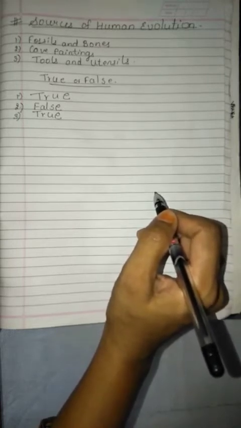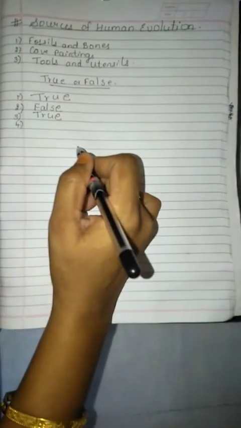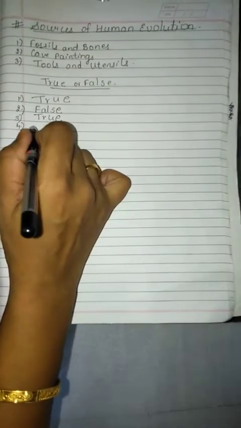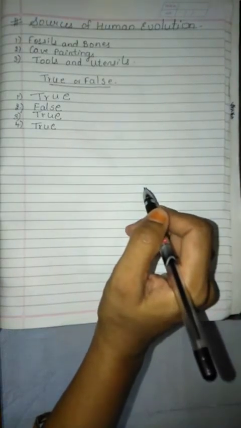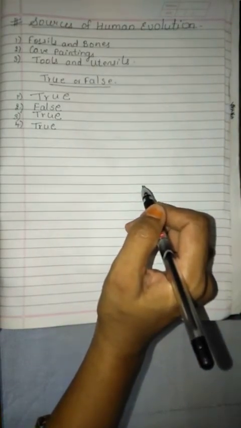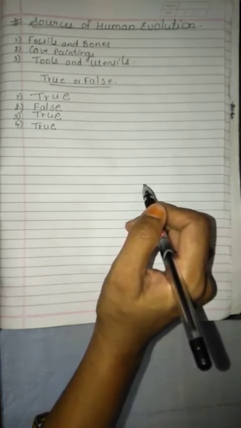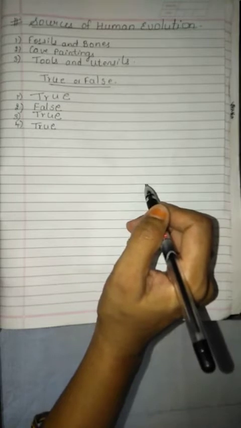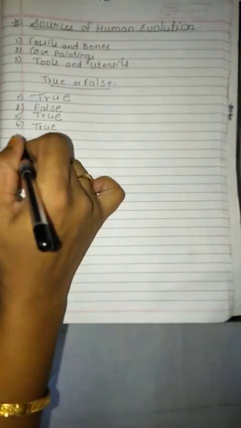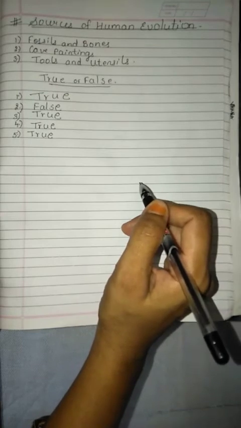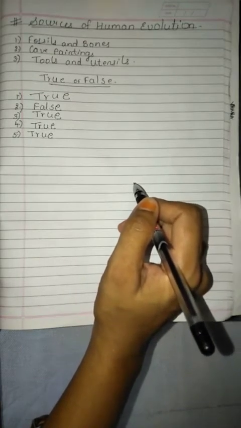Fourth, people who study fossils are known as paleontologists. The answer is true. Fifth, all modern human beings belong to the species Homo sapiens. The answer is true.